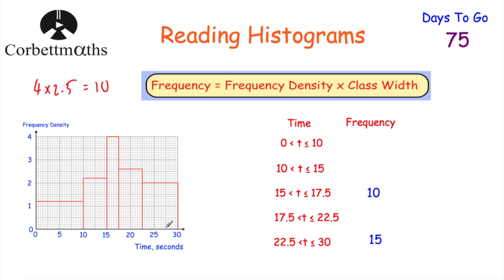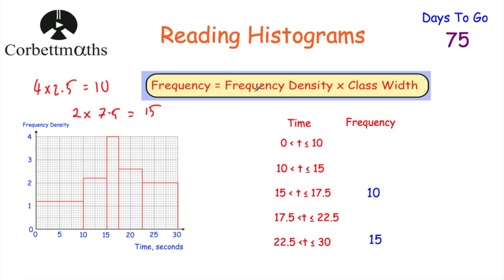Now, in terms of this bar, we've got from 22.5 to 30, so the class width is 7.5, and the frequency density is 2. If we do 2 multiplied by 7.5, the frequency density times the class width, that's equal to 15. And again, the frequency is equal to 15 there.